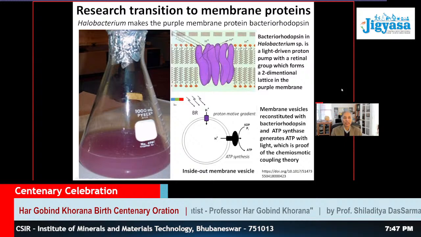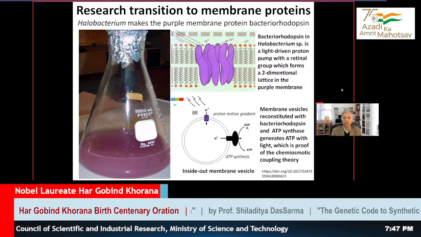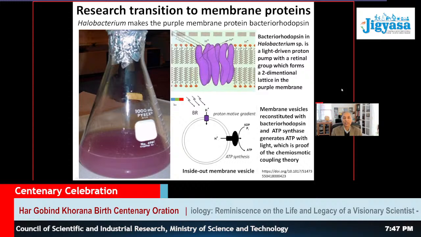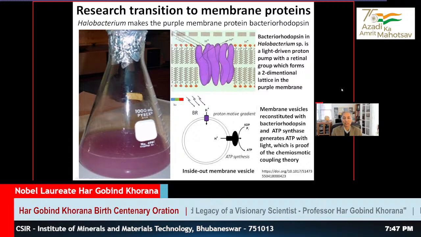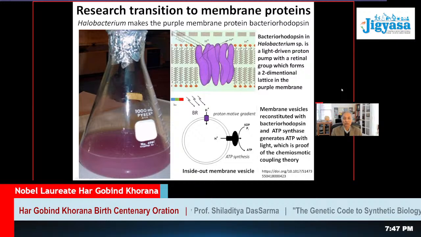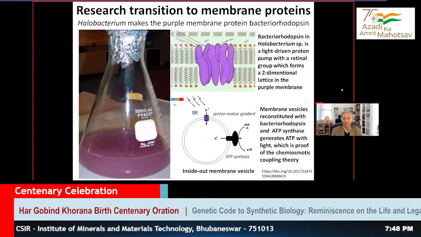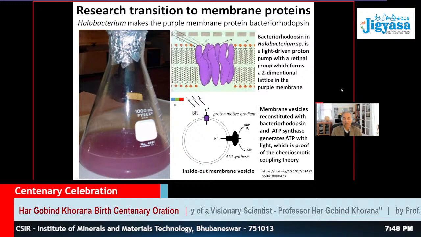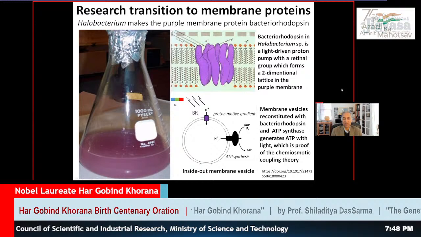It also binds to a retinal chromophore, and it catalyzes the transfer of a hydrogen ion or a proton across the membrane in response to light. So it's a light-driven proton pump. And indeed, two other workers had shown that membrane vesicles containing bacteriorhodopsin and mitochondrial ATPase could synthesize ATP when exposed to light. So light will drive protons from the outside to the inside of the vesicle that would create a proton motive gradient, which could then be used, using the ATPase, to drive ATP synthesis.